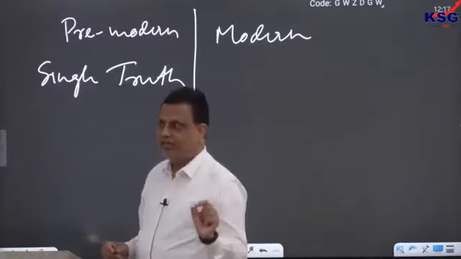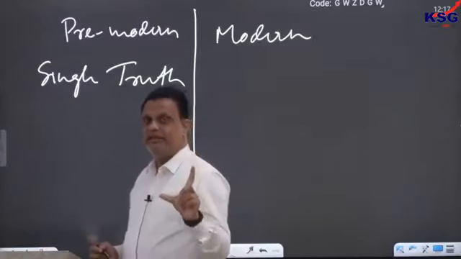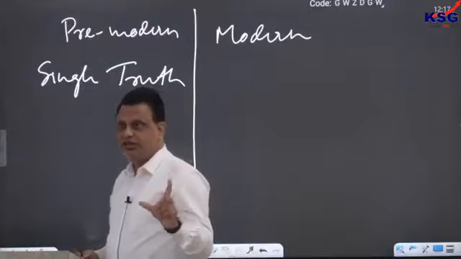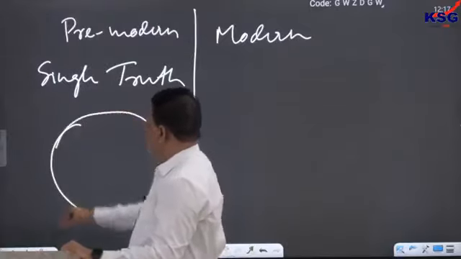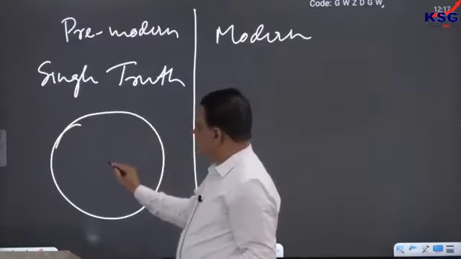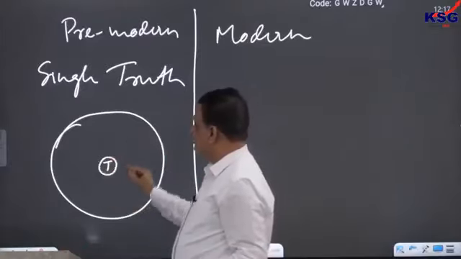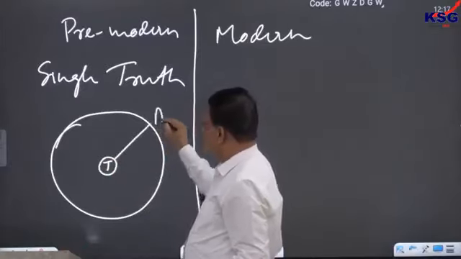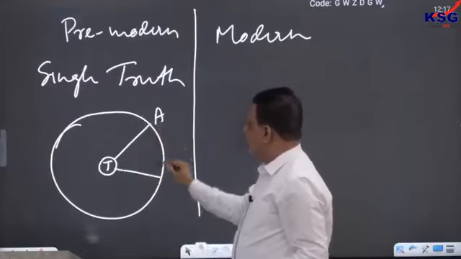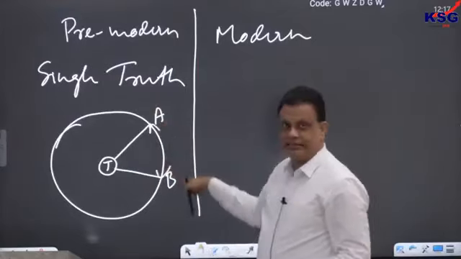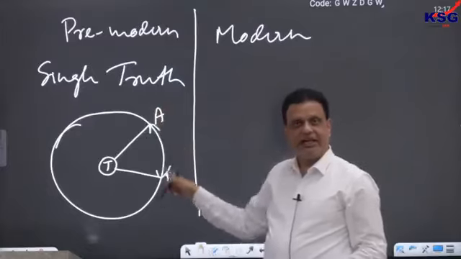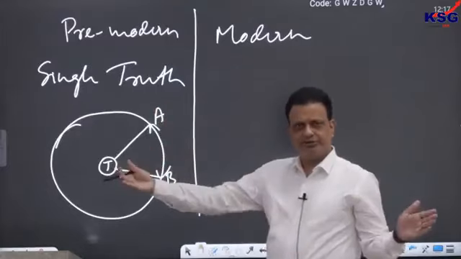Pre-modern society believes in this, and one way to express pre-modernity and the singularity of truth can be this also. Suppose, for example, this is our society. Suppose at the center of that society is the truth. Suppose I am A on this point, and suppose you are B on this point. Now suppose between me and you a lot of differences are there. I am here and you are here, far away from each other.